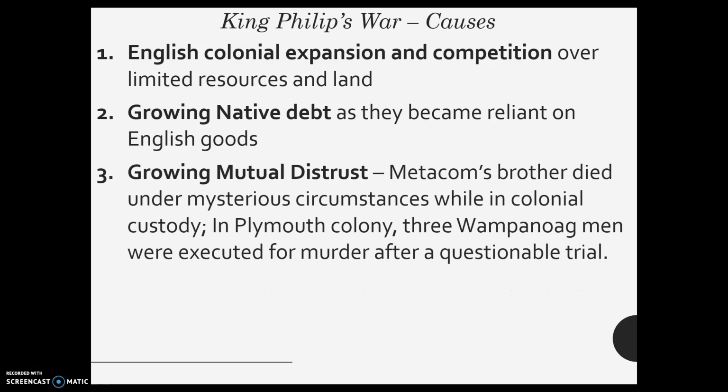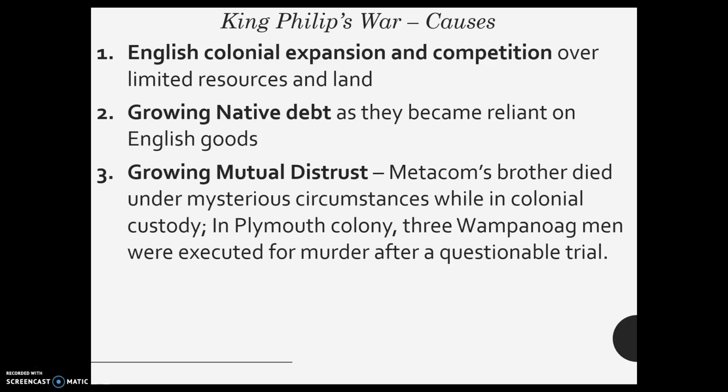Number three, growing mistrust, mutual mistrust. They both don't trust each other. Metacomet's brother died in mysterious circumstances. And what do we mean by that? I mean, they couldn't prove it, but it was most likely he was murdered. So the natives are angry at this. And murder, again, is a wrongful killing.